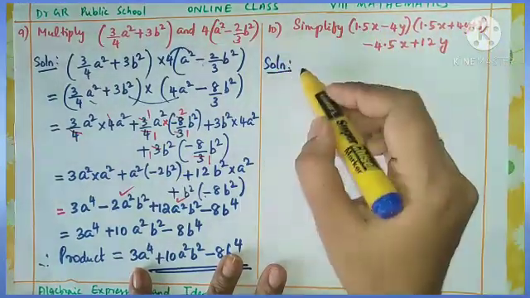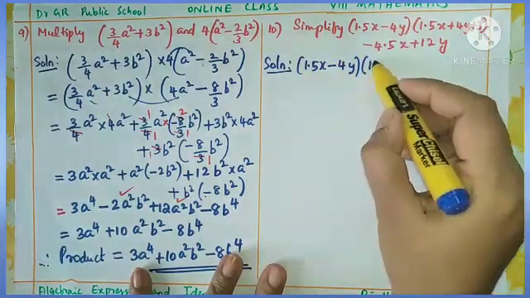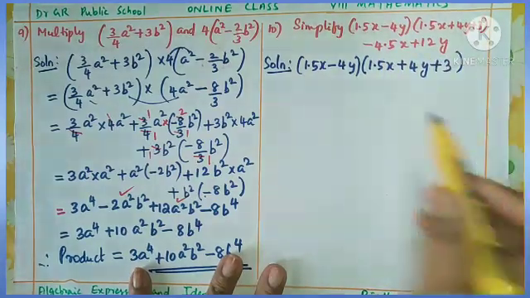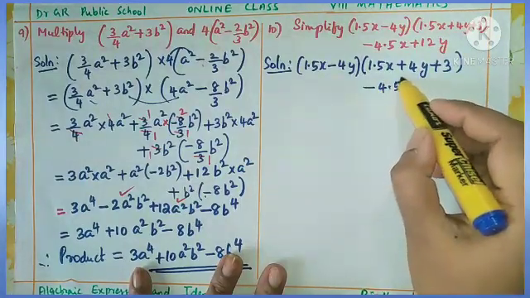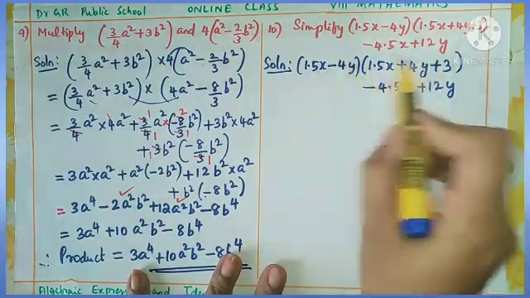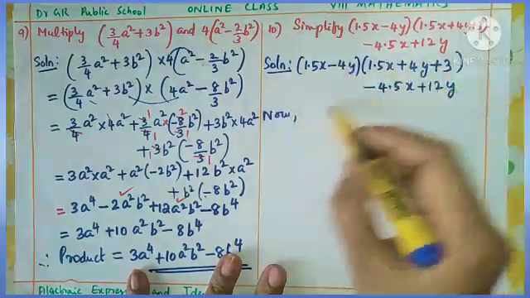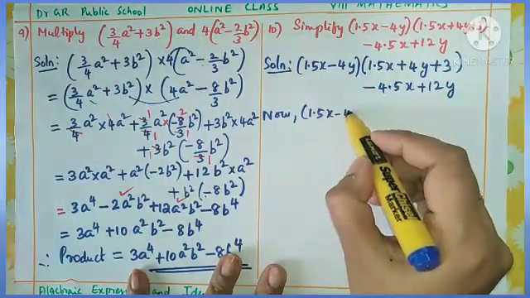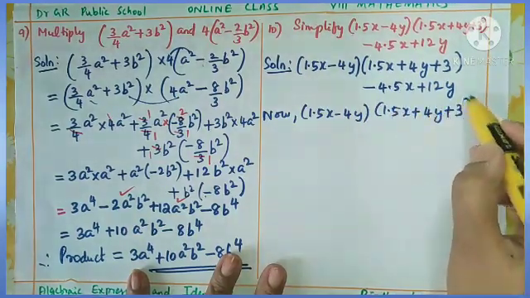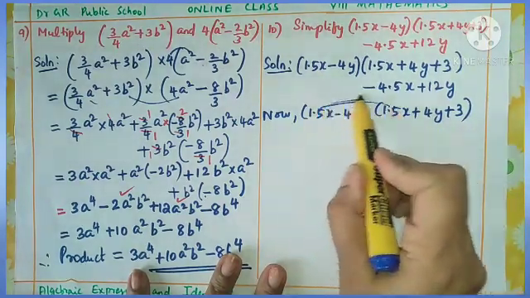Yes, first we can write the question: (1.5x minus 4y) into (1.5x plus 4y plus 3), minus 4.5x plus 12y. This is the question. So what I am going to do is, I am taking the first brackets and simplifying first. So now we can take these two alone. First we can simplify this. How to do? First 1.5x into all these three terms.